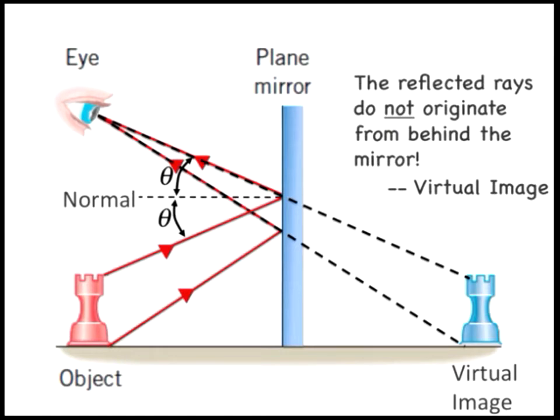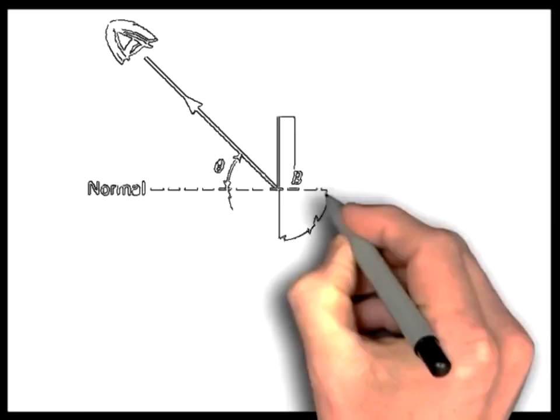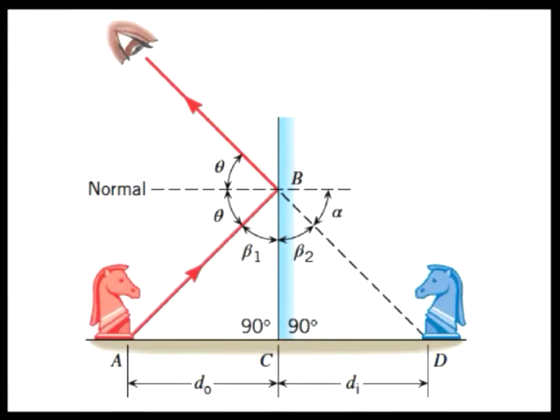We will see that when we study curved mirrors, there will be certain situations where the image is a real image. A real image is formed by the intersection of the reflected rays in front of the mirror, and no extrapolation back behind the mirror will be necessary. We can now use the law of reflection to prove one of the properties of plane mirrors, which is that the image is located as far behind the mirror as the object is in front.